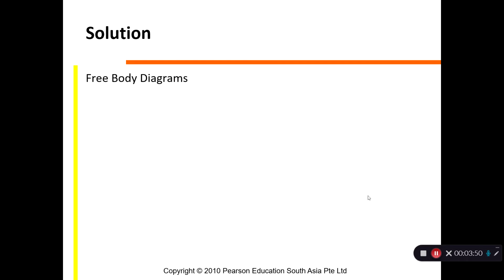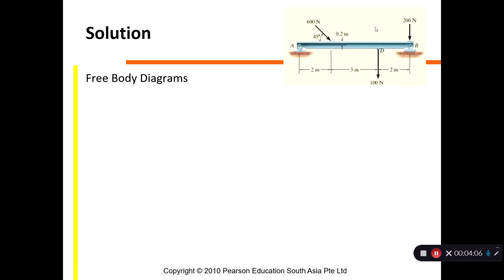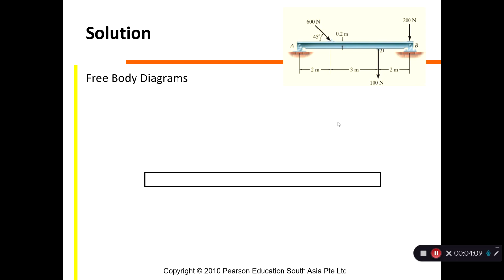Okay, so let's go straight to the solution. First, we draw the free body diagram. I really encourage you to follow this, as in take a piece of paper and a pen and try to work this out as you watch this video. So let's keep the diagram here for your reference. First, we draw the outline of the body. Okay, so we just have the beam, and then we label the points. Here's point A, we have point B, and we have point D.